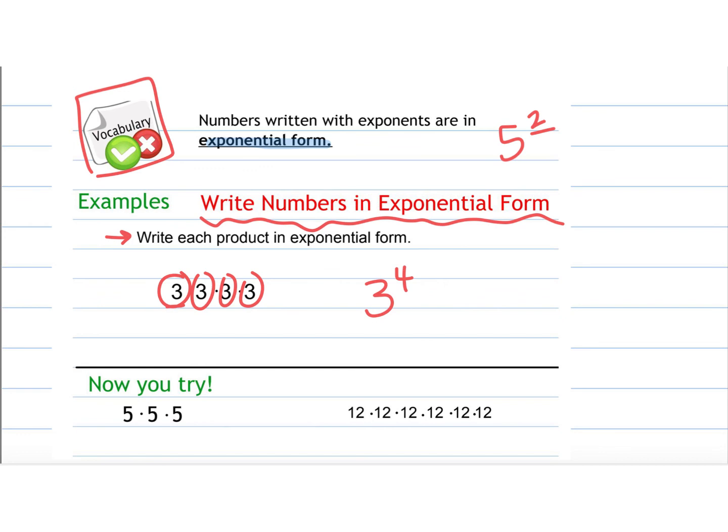Now I want you to pause and try these next 2 on your own, and then come back and watch. So we're taking 5 times 5 times 5, which is 3 times over, so our base would be 5, the number that's being multiplied, and it's being multiplied 3 times. And the next one, 1, 2, 3, 4, 5, 6. So we're taking 12, which would be our base, and we're multiplying it 6 times over. So 12 to the power of 6.